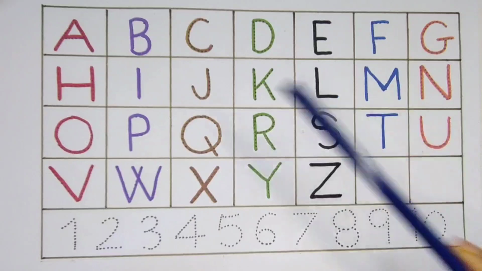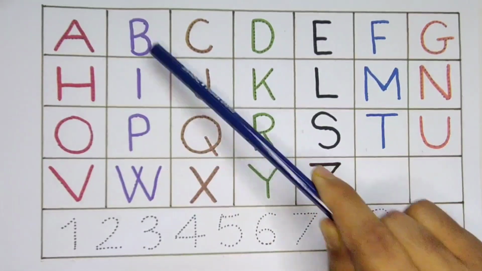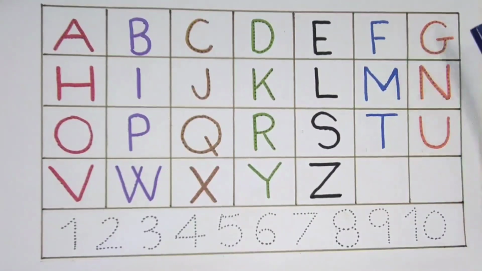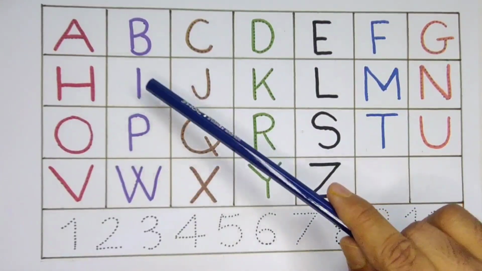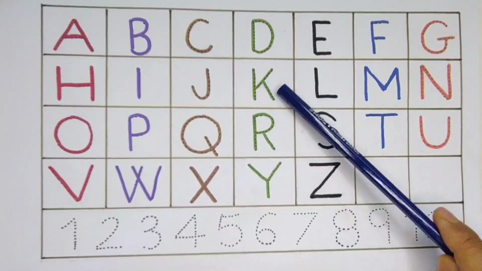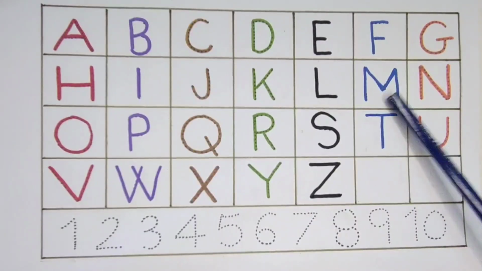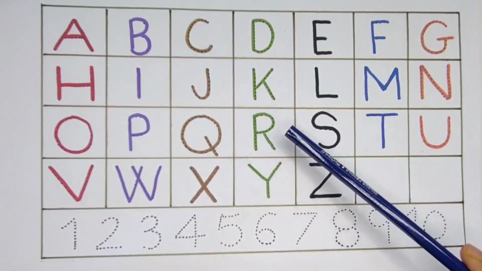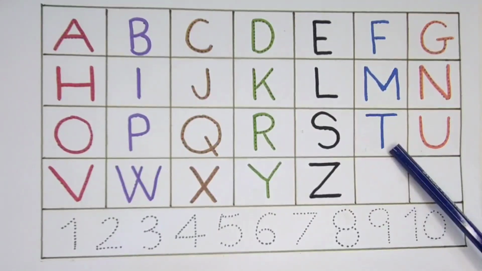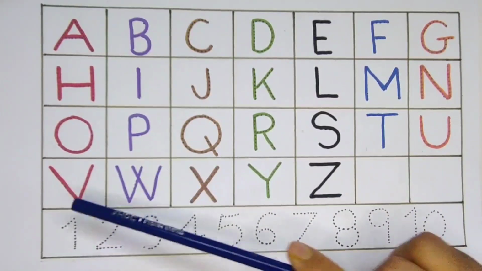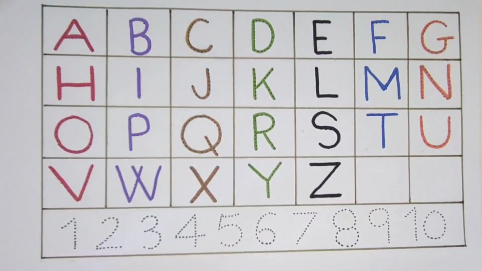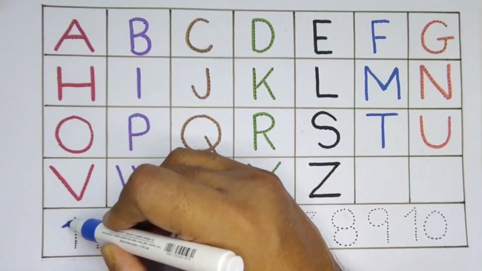What did you learn? We learned A, B, C, D, E, F, G, H, I, J, K, L, M, N, O, P, Q, R, S, T, U, V, W, X, Y, and Z. Now let's learn the numbers.